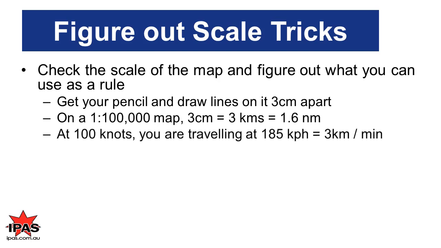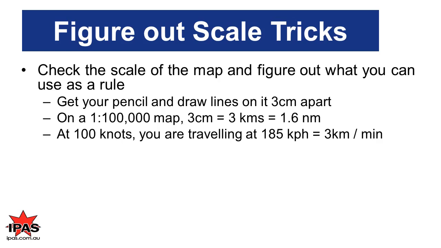Now, if you're flying at 100 knots, you're traveling at the equivalent of 185 kilometers per hour. And seeing as how there are 60 minutes in an hour, if I divide 185 kilometers traveled in that 1 hour by 60, that will tell me how many kilometers I will travel in 1 minute. Well, as it turns out, in 1 minute, I'm going to be traveling 3 kilometers. So 185 divided by 60 is just a little over 3.